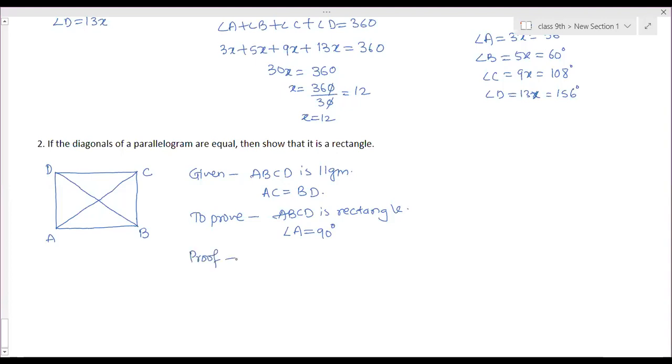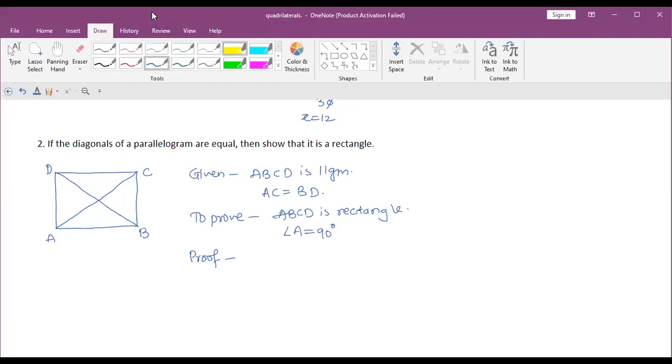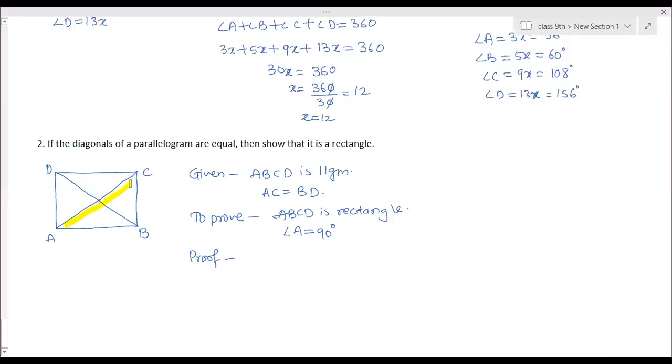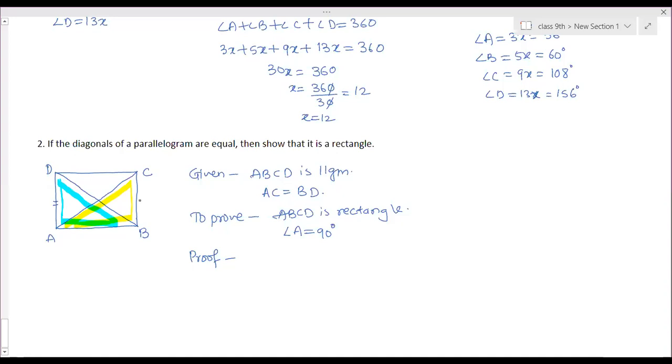Proof. Now for solving this, we have to use triangles ACB and ADC. So these two triangles we have to show congruent. So how to prove congruency? AD is equal to BC. AB is a common side, and AC and BD are equal because given. So by SSS criteria, these two triangles are congruent.